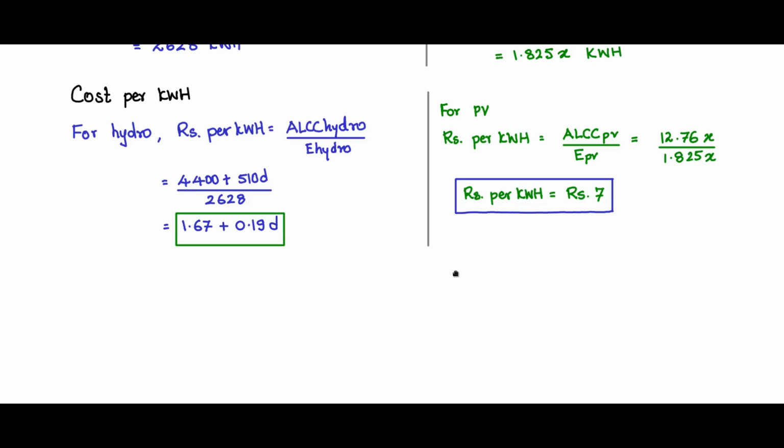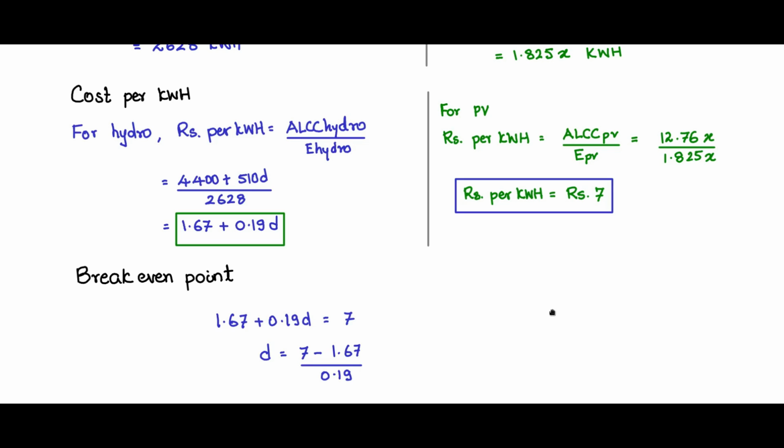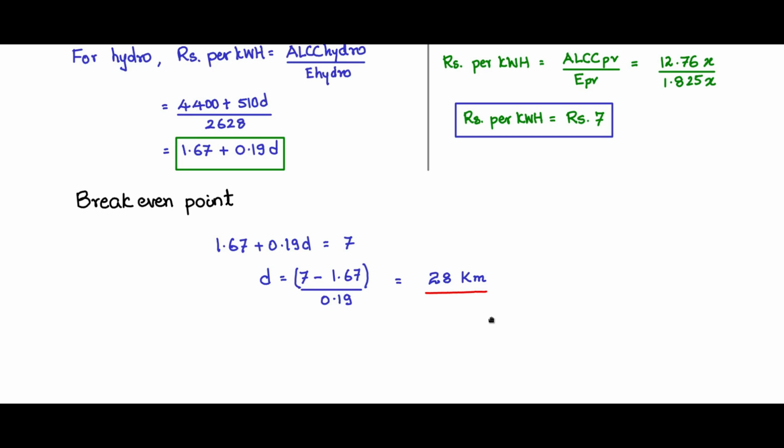Now the important thing, let us see how to find the break-even point. So you equate, this cost should be equal to this cost. So let us equate and find out what is the value of D. So that is 28 kilometers approximately. So this 28 kilometers is the break-even point.